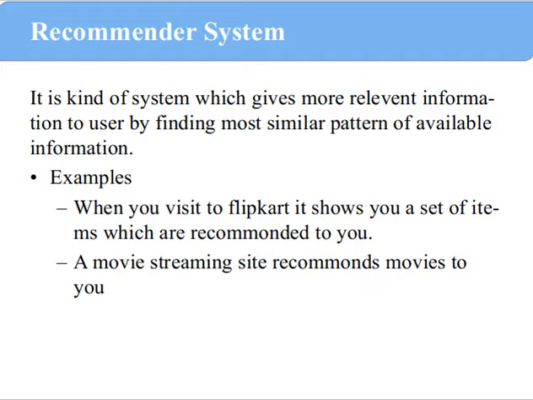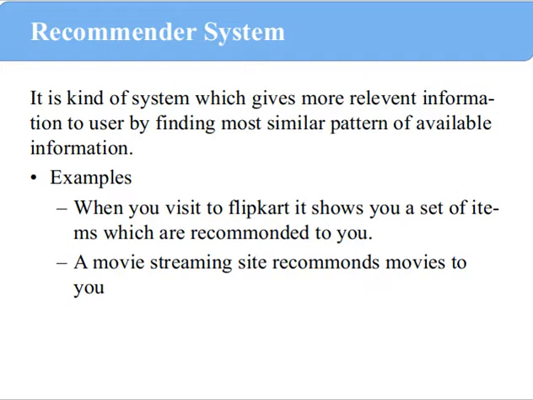The basic example of this recommender system is whenever you visit Flipkart, you can find a set of items recommended to you. Now the question arises how these items are coming into your recommendation list. For that sake, a set of algorithms are used that we will see afterwards. Another example here is movie streaming sites which recommend a set of movies to you. So this is again one kind of recommender system.